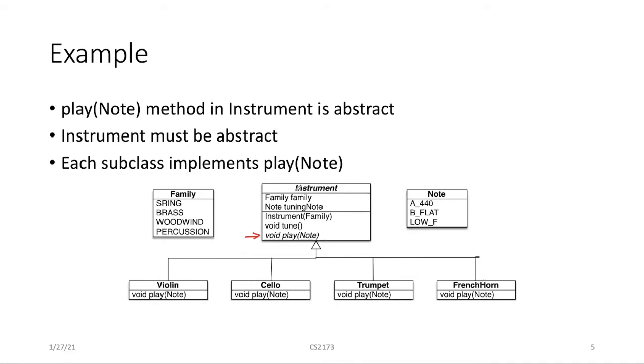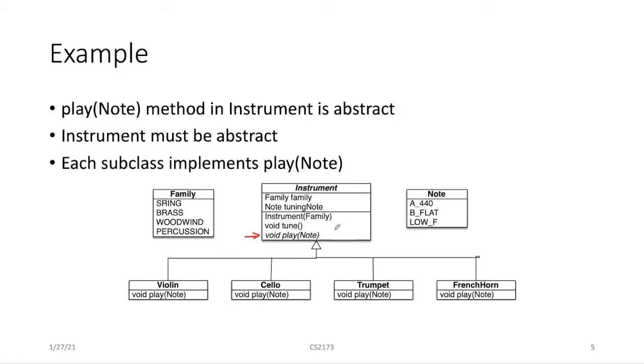If I say, oh, I have an instrument, and now I'm going to play this note on that instrument, what does it sound like? Well, in this case, that instrument can be any one of these four specific instruments. And if you think of the difference between the physical instruments, if I play a violin, it's not going to sound the same as if I play the same note on a French horn or a trumpet or even a cello.